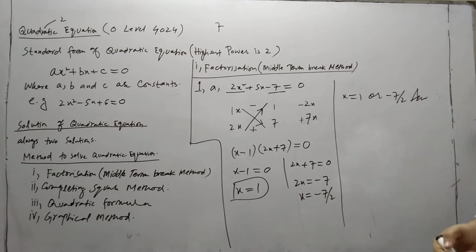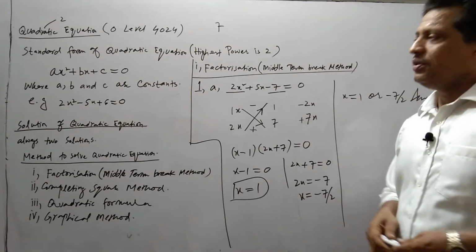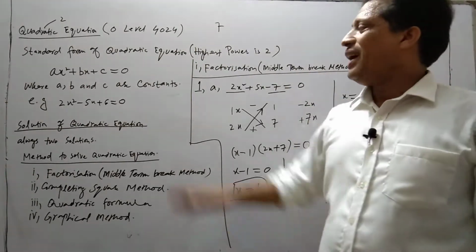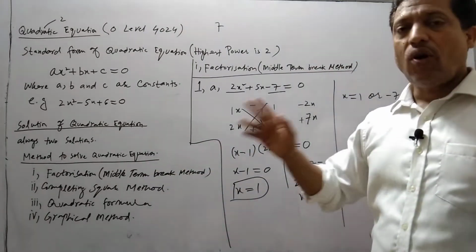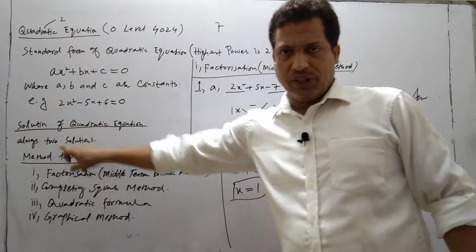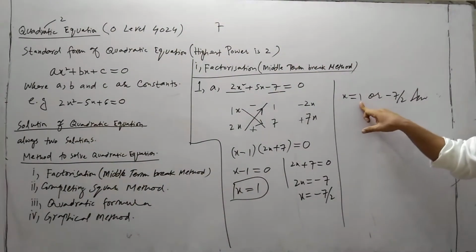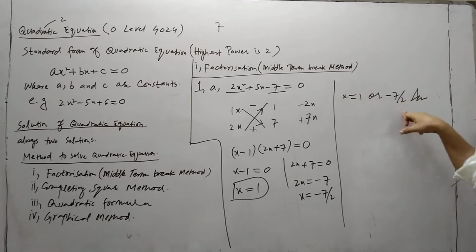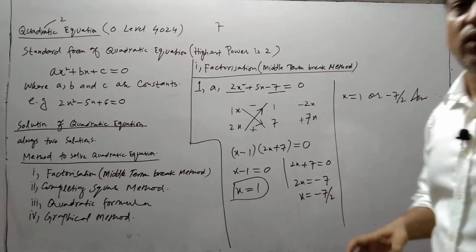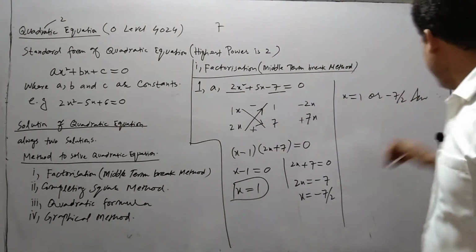This is our answer. What I told you, whenever you solve a quadratic equation by using any method, you always get two solutions. See, x is 1, x is minus 7 upon 2. So there are two values you always get whenever you solve a quadratic equation. Okay.